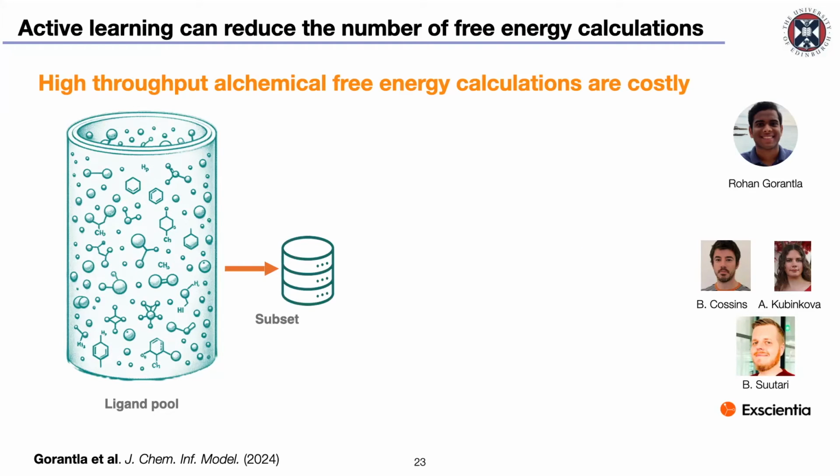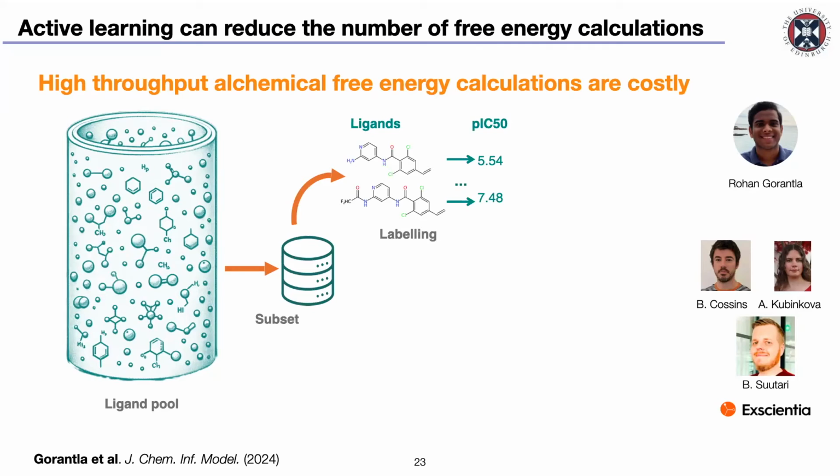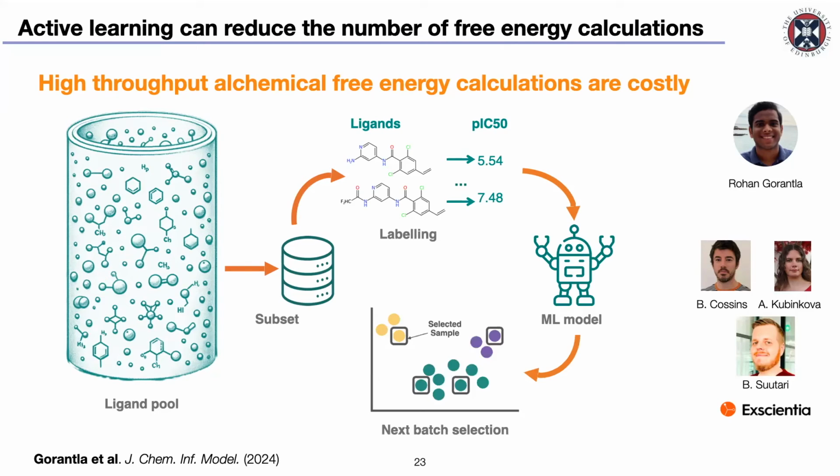So we pick a subset, we label them. So the labeling could be these alchemical free energy methods. It could be a different method, but for alchemistry, it makes sense because, well, it's computationally expensive. And then we basically train a surrogate machine learning model that then helps us select the next batch of molecules to pick a new subset and so forth. So we're doing this active learning cycle.